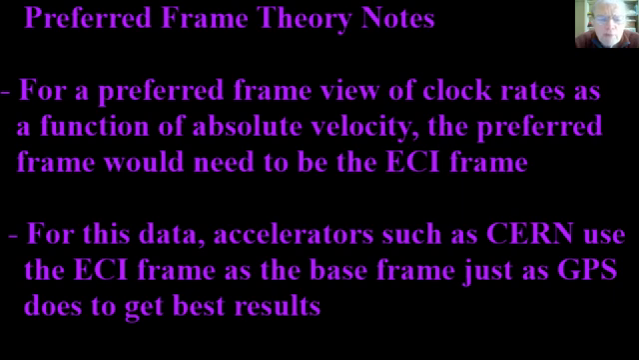A little bit more on the preferred frame theory interpretation. For a preferred frame view of clock rates as a function of absolute velocity, the preferred frame would need to be the ECI frame to explain the clock retardation data from particle accelerators. And for this data, accelerators such as CERN, the one we just saw, use the ECI frame as the base frame, just as GPS does to get the best results. So that's encouraging.